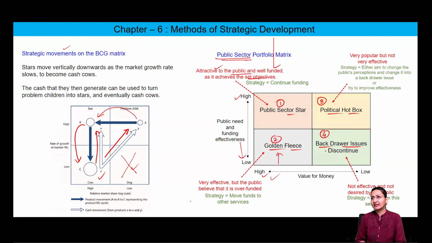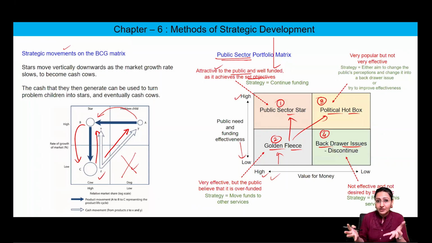People can say that the value is not that much for which you are funding it, but still it is needed. Perceived value in the eyes of the public is quite low for golden fleece, but golden fleece is generating money. So you need to take this money to star or political hotbox. What can be such a service which makes golden fleece? What falls under golden fleece?